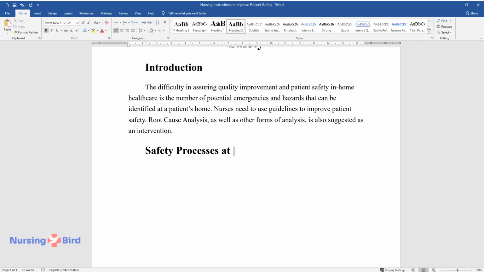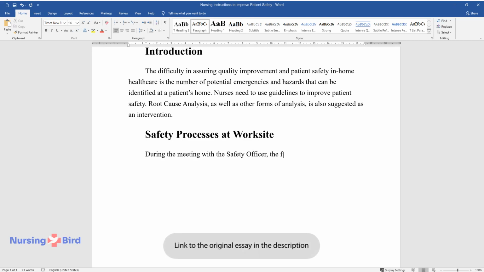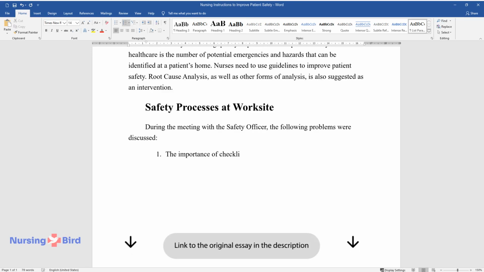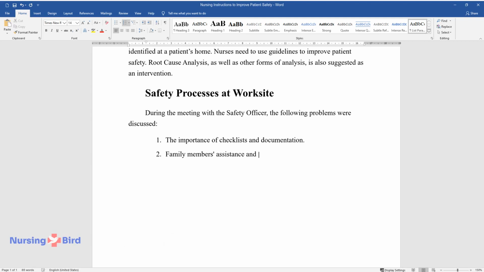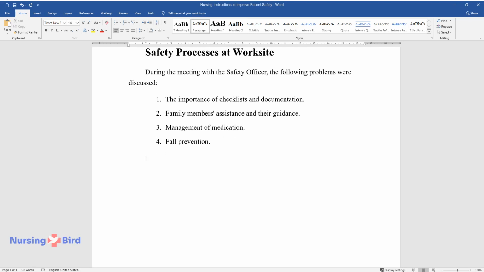Safety processes at worksite. During the meeting with the safety officer, the following problems were discussed. The importance of checklists and documentation. Family members' assistance and their guidance. Management of medication. Fall prevention.